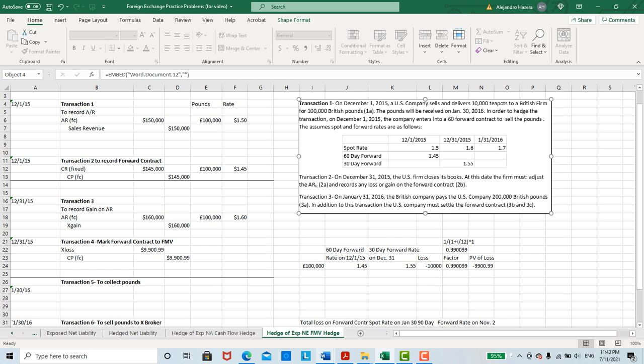So when you initiated the contract, the forward contract in essence had a value of $1.45, because that's what they were predicting the currency would be worth. However, 30 days have gone by and 30 days are left. So the 30-day forward rate, now on December 31st, is $1.55, so that has not changed. So the loss is 100,000 times the difference between $1.45 and $1.55, which is a $10,000 loss.